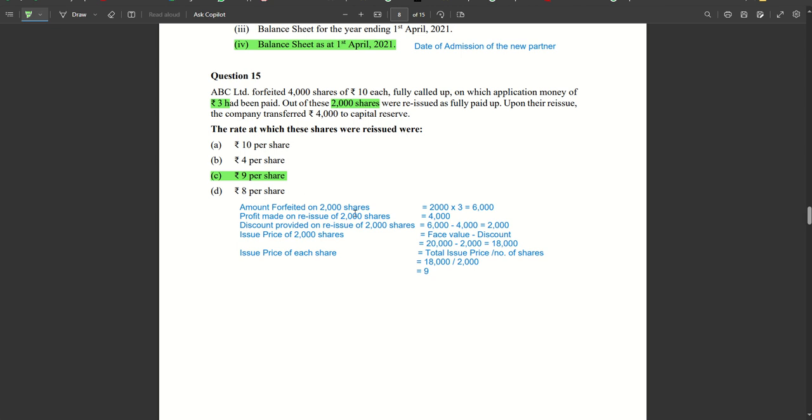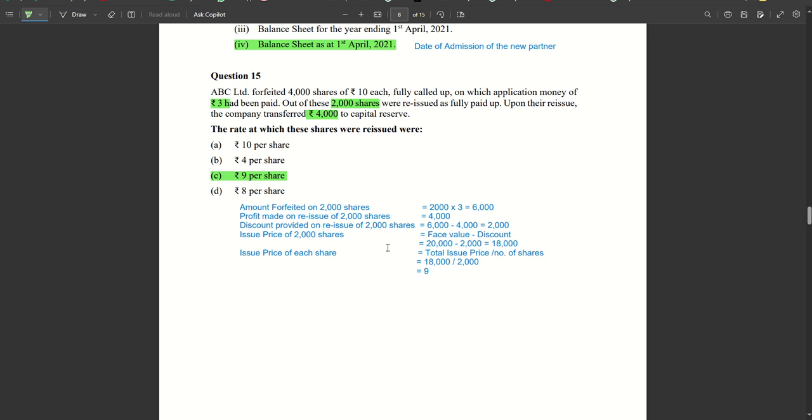First of all, the amount that we have forfeited on 2,000 shares is 3 rupees per share that has been received. So 2,000 into 3 is 6,000. Profit made on reissue of 2,000 shares, given already, is 4,000. Discount provided on reissue of 2,000 shares is 6,000, which is the amount forfeited, minus the profit made. That means 2,000 discount has been provided on reissue of these shares.